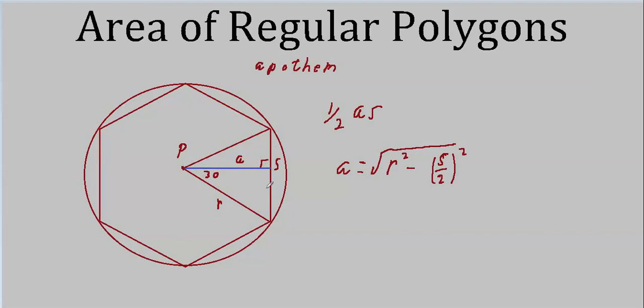Suppose we just knew s. Well, let's see here. The sine of 30 degrees is opposite over hypotenuse. So if we wanted to find r, we could use that. But chances are we'd be looking for a. So if we know this is 30 degrees, opposite over adjacent, that's the tangent.